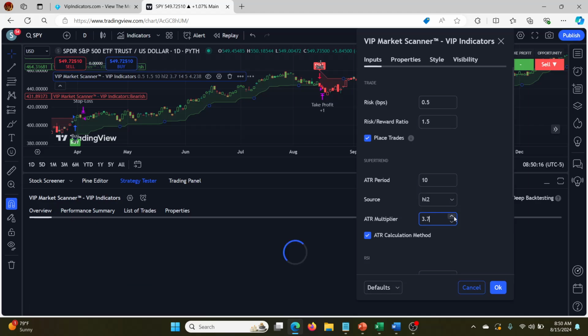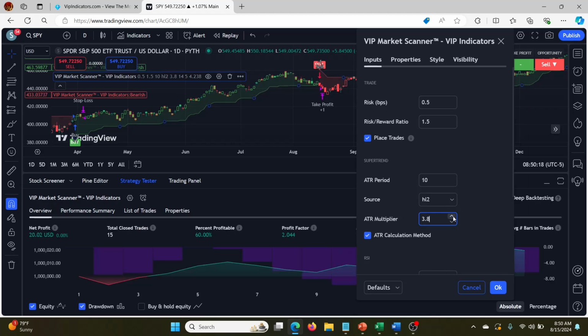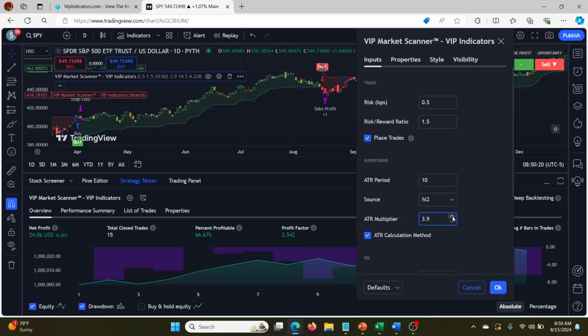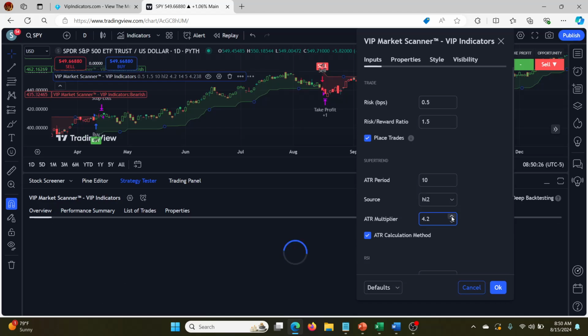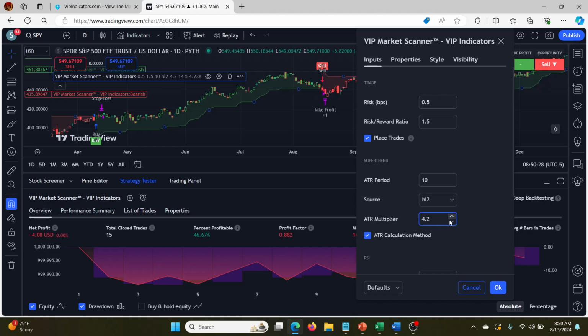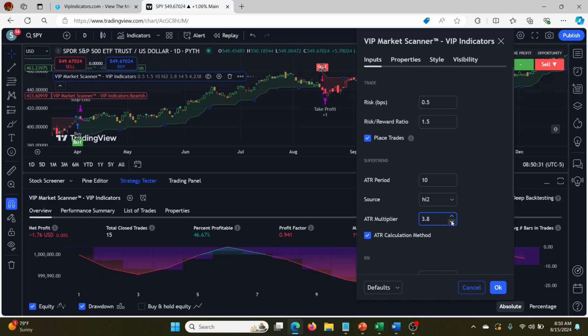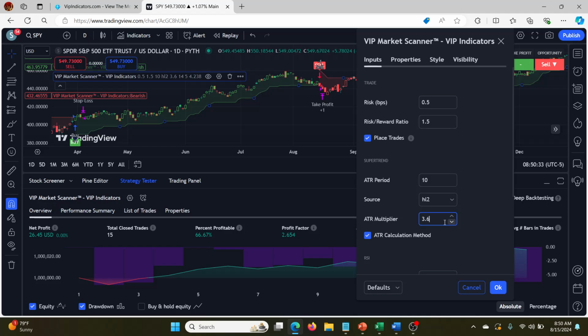Let's keep going up. Let's see if we can get to that 93%. So it's starting to go down again here. It looks like there's some sweet spots on the ATR multiplier here. But again, I can't get this to say 93%. It looks like 66% is the best I can get. But this is pretty respectable.